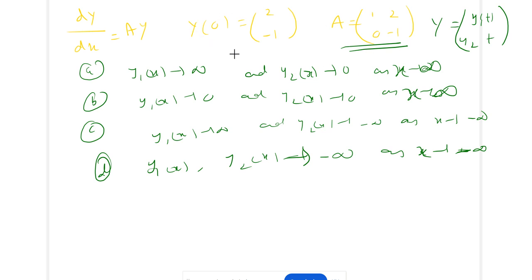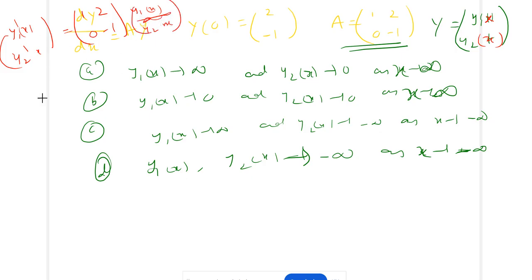So first of all I will try to find the solution. It's a very easy one because A is given. So dy by dx, that is y1 dash of x, y2 dash of x, is equivalent to the matrix 1 2 0 minus 1 into y1 of x, y2 of x. It is not t, it is x.